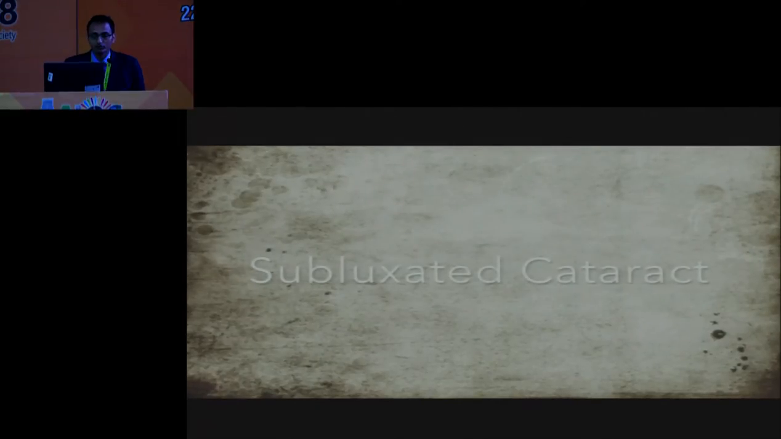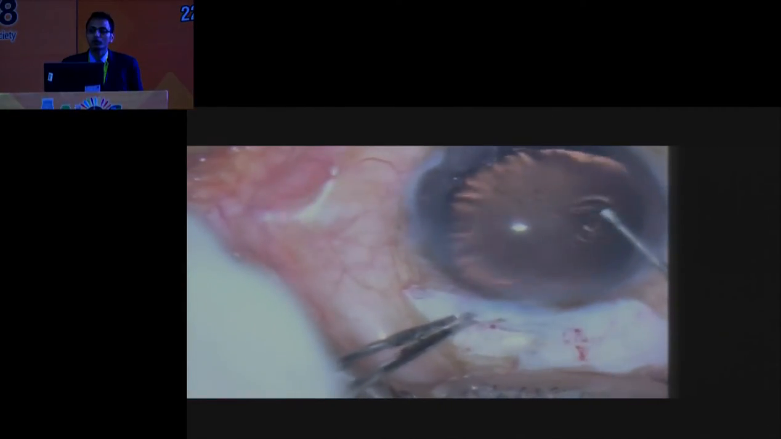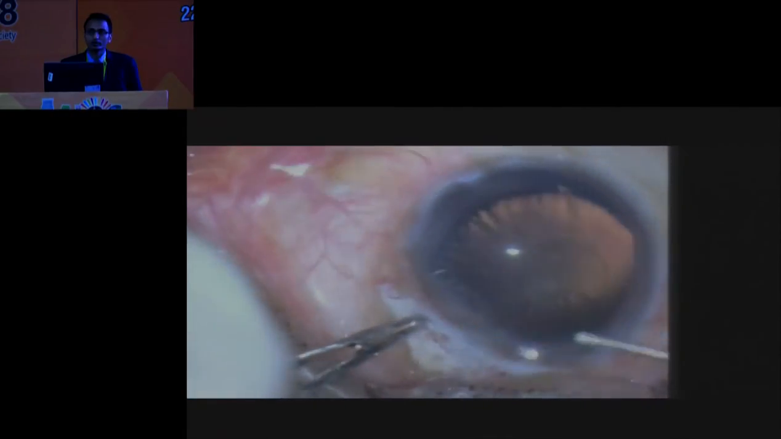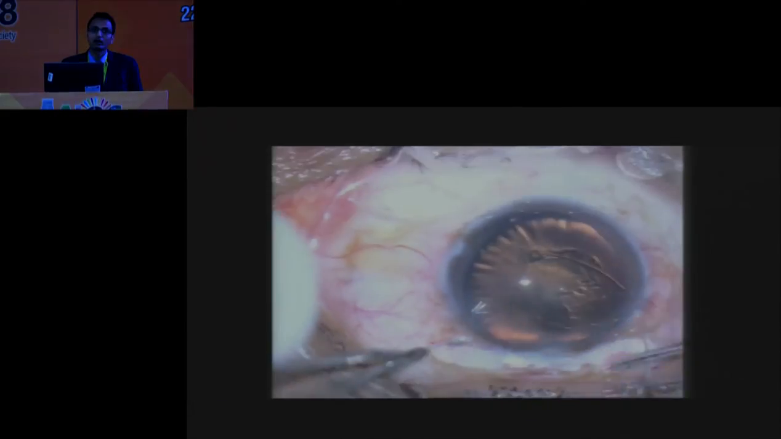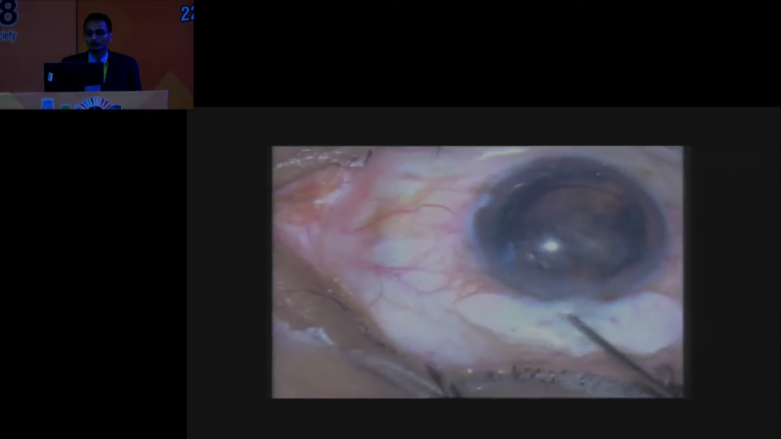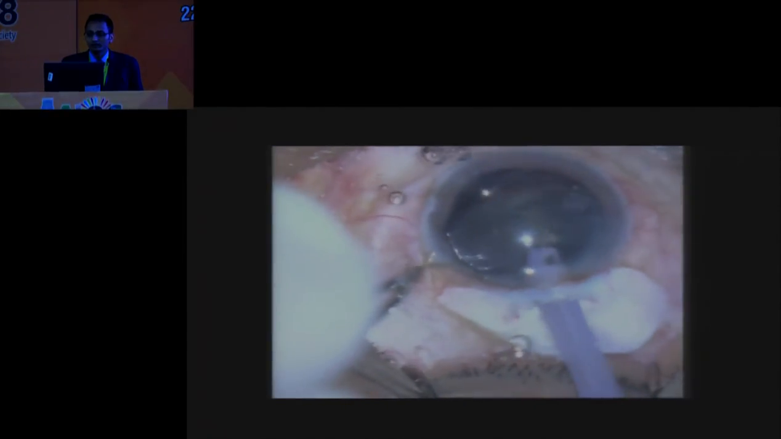So again I am showing you two very simple cases of subluxated cataract that we have operated. Again, you don't have to change a lot of your anterior chamber pressure. Your IOP should be very stable. In such cases, if you have a very high end machine, you can keep your IOP at 30 or 40, not more than that, because we don't want to put an IOP of 60 or 70 and then cause more damage. In this case, most of the lens is clear, so you just try to take out the nucleus.